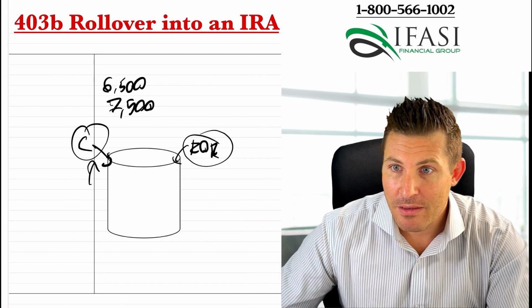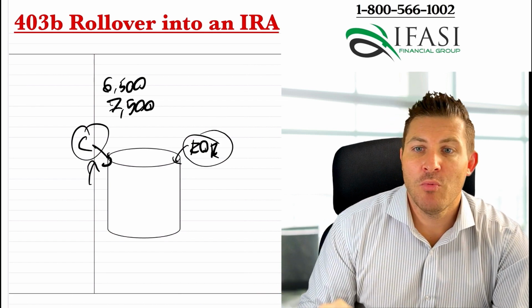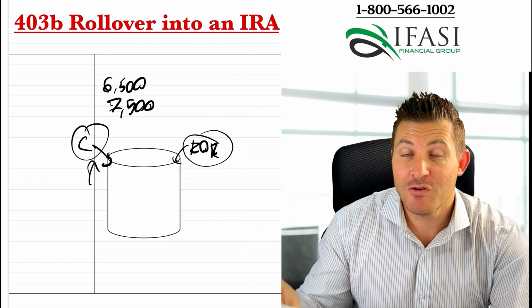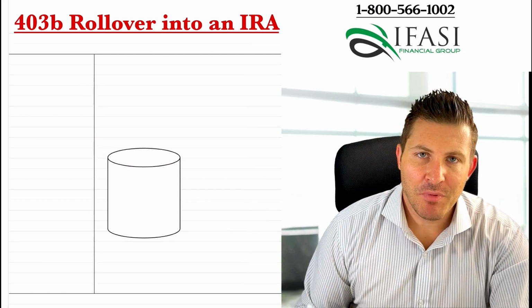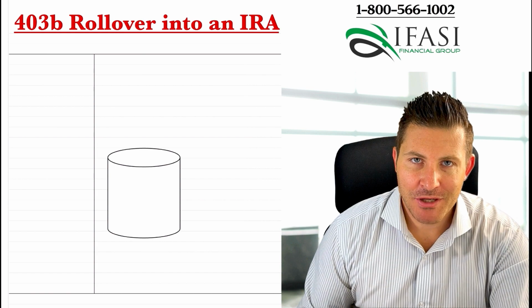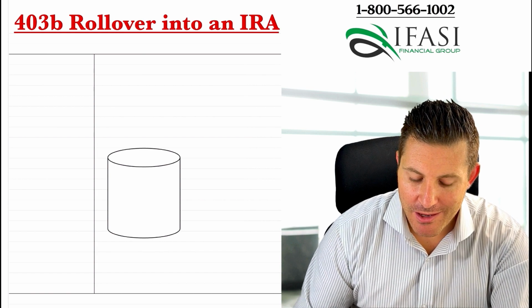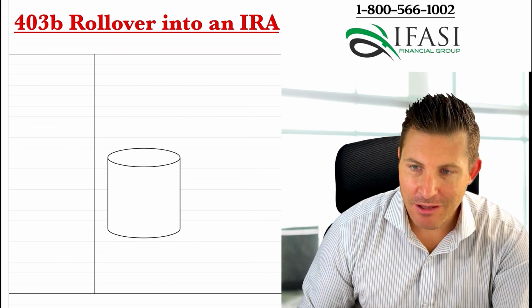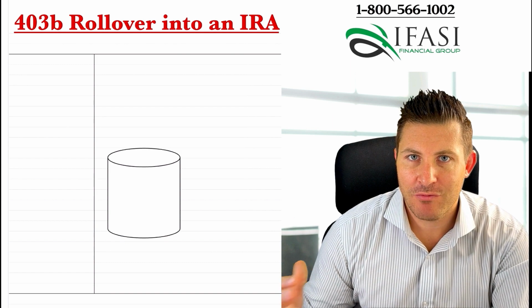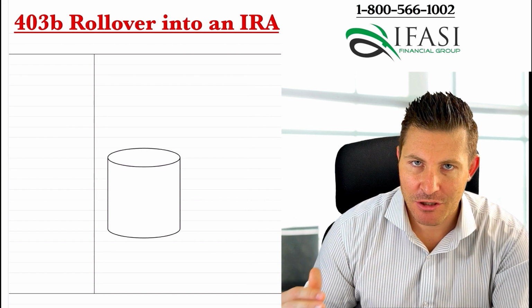So why would somebody want to do 403b rollovers into an IRA? And the simple answer comes down to optimization. With a 403b account, we know that the limitations come down to that rate of return side, or those investment options that somebody could choose.